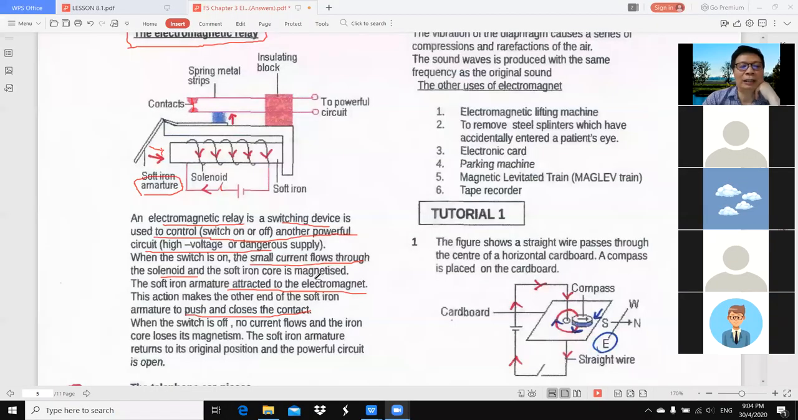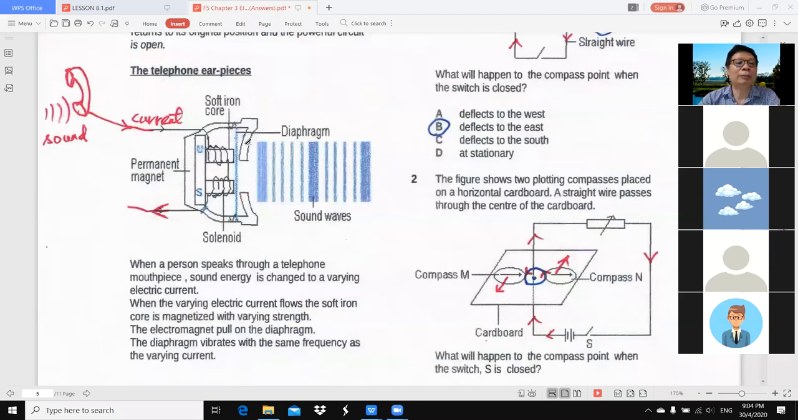Okay, one more to learn. This is the telephone earpiece. Now Julian, now only come in. I think he went to prayers. Now only come in.